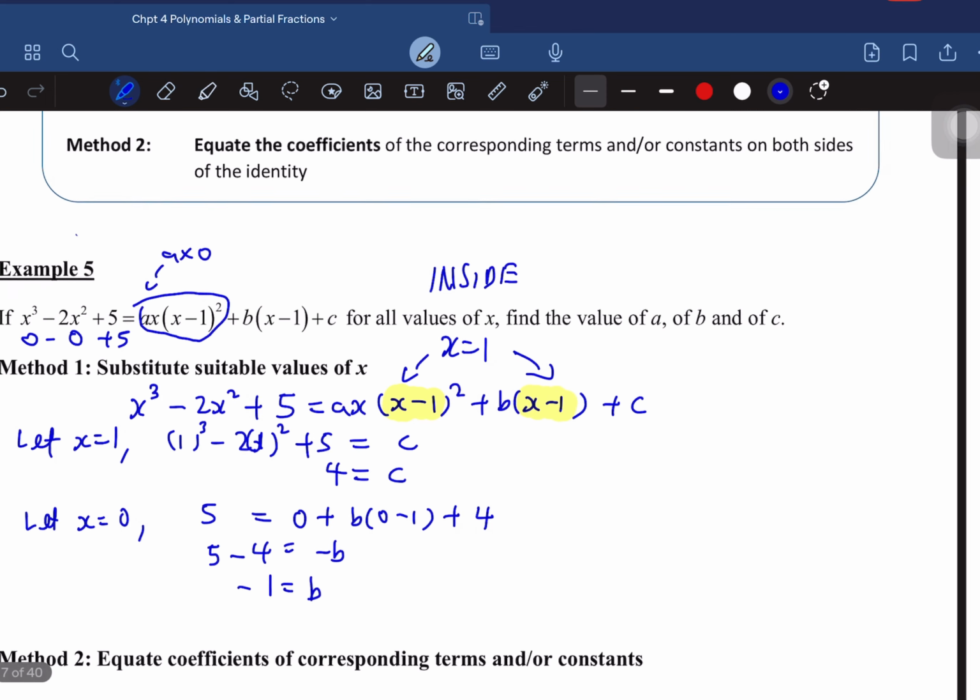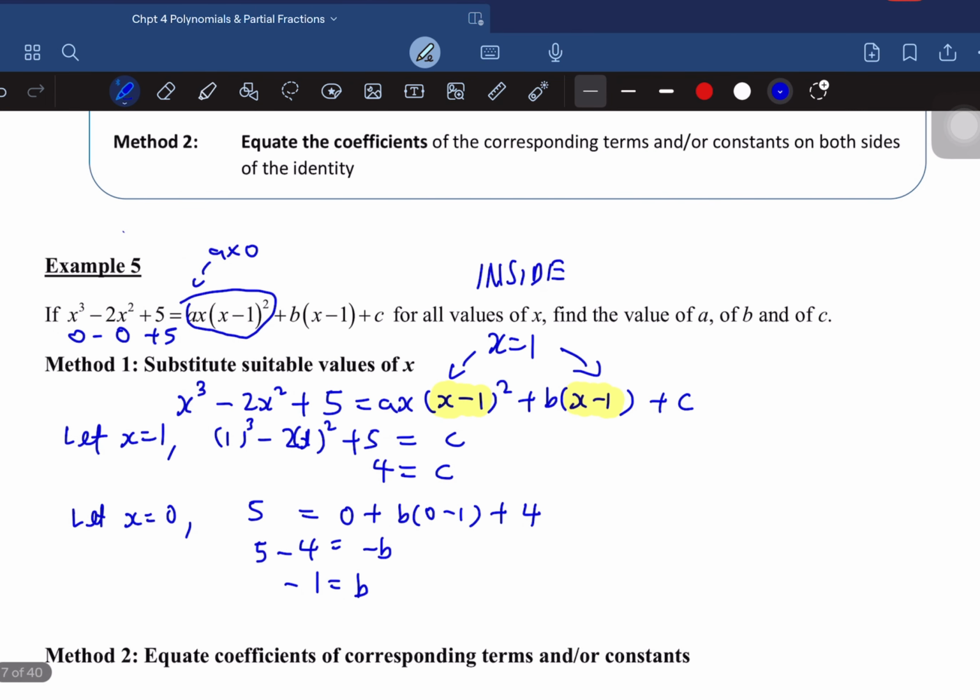Then student will say, hey, now no more number to sub in. Then how? Since now we only are left with one unknown, which is a, we can sub any value. But please be more logical. Don't sub in numbers like 1000, 2000. It's too big. So what do we do? We sub in the next number, or the next smaller number. So far we have sub in 0 and 1. So the next smaller number will be 2.